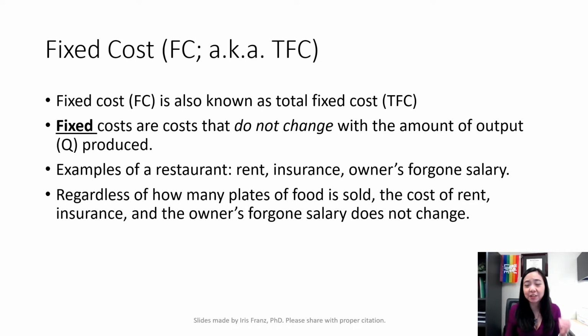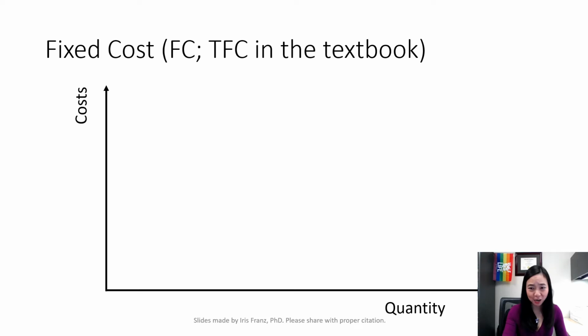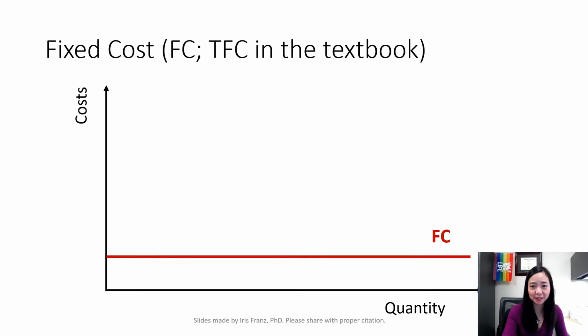You can see that it doesn't matter how many plates of food you produce, it does not affect the amount of rent, insurance costs, or your foregone salary. So you can see that fixed costs will not change with the quantity that you produce. Now on the diagram, you can see that fixed cost is flat. Now read with me. Fixed cost is flat like a pancake.